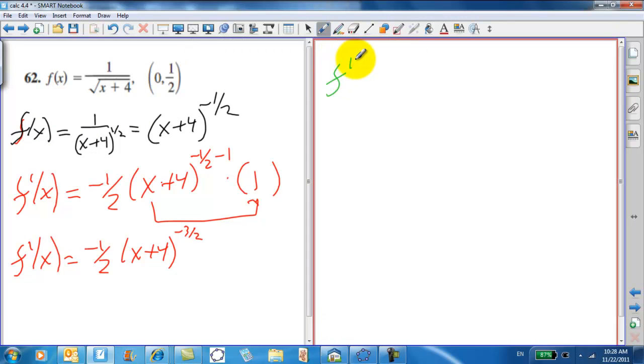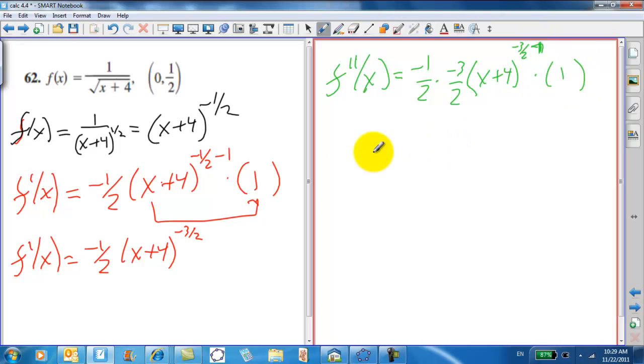for the second derivative, we can bring the negative half along, it's a constant multiplier, times negative 3 halves, bring the power down in front, x plus 4 to the negative 3 halves minus 1, and then multiply by the derivative of the inner function, and that's still 1. So we get for the second derivative 3/4 x plus 4 to the negative 5 halves power.